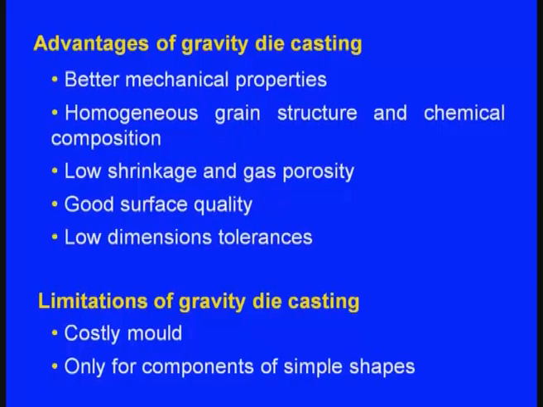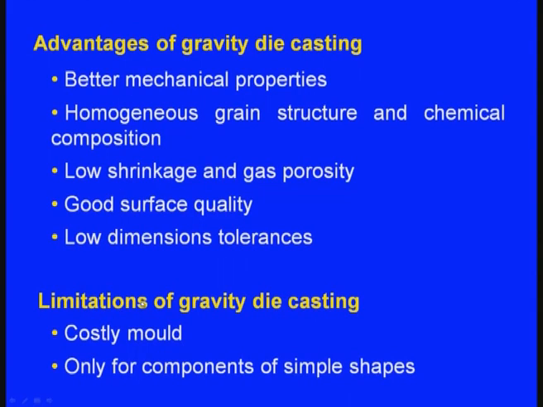Whereas here, in the case of die casting, the metallic mold is already very smooth. So minimum machining will be done, sometimes no machining. Then there will be closer dimensional tolerance, and very good dimensional accuracy. So, these are the advantages of gravity die casting. Next, we will see the limitations of gravity die casting.